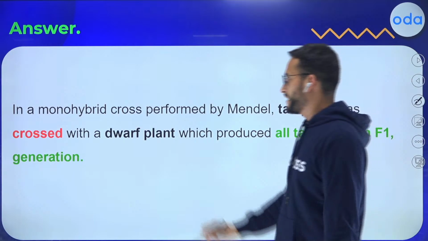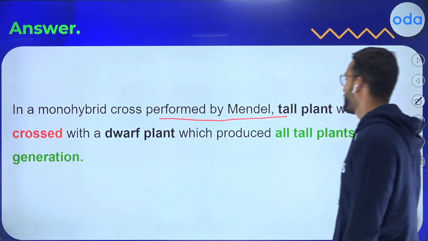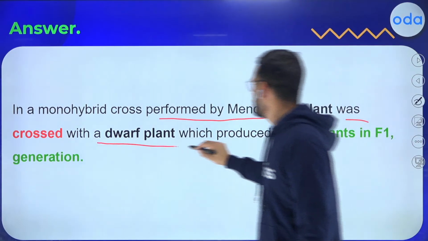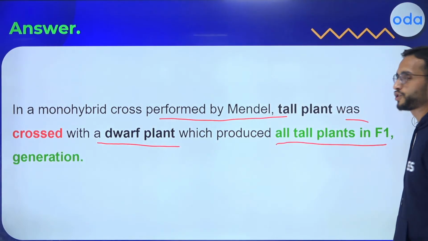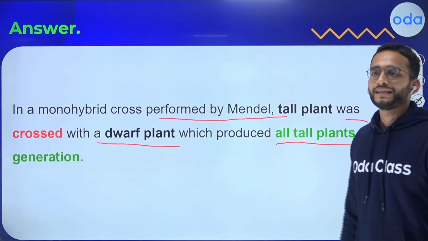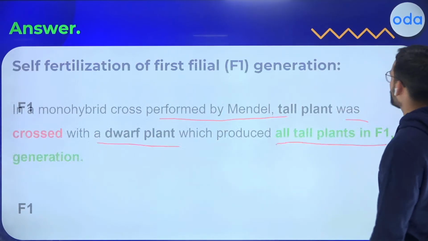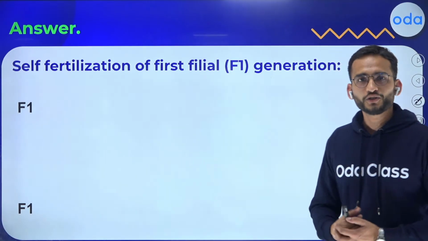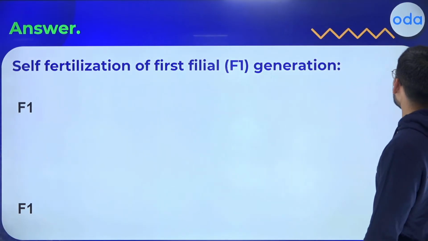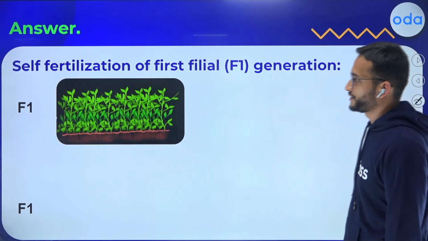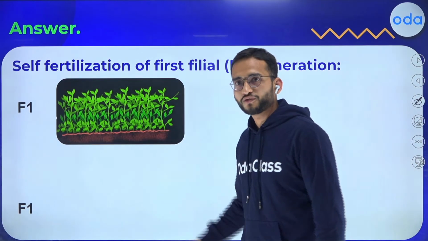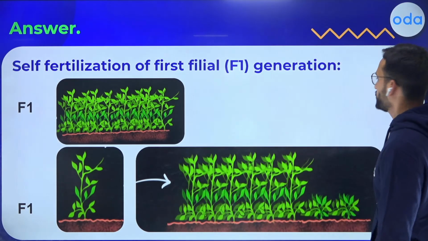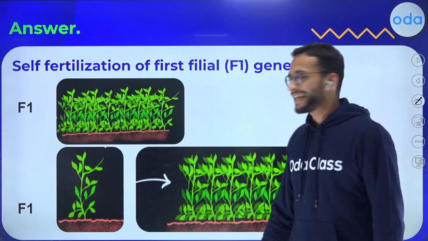Now, in the monohybrid cross experiment performed by Mendel, he crossed dwarf plant with the tall plants, and the result was all plants were tall in the F1 generation. Now, what next? He took F1 plants and self-fertilized these plants. So these are the plants from the F1 generation. He took one of the plants, and what happened? The self-fertilization result gave this ratio.